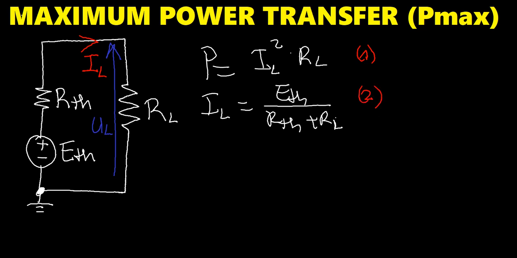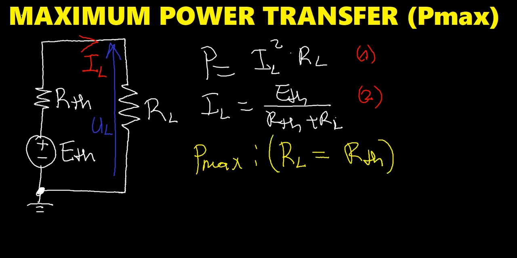And the only condition to get the maximum power transfer P max is to have the resistance of the load equal to the resistance of the source, which is here R_TH. That is the only condition that we can have in order to have the maximum power transfer. Let's call that equation number 3.